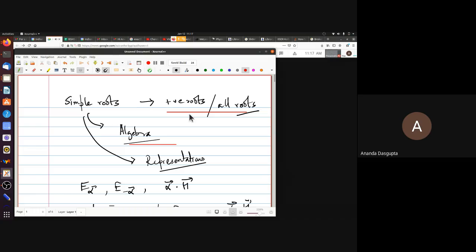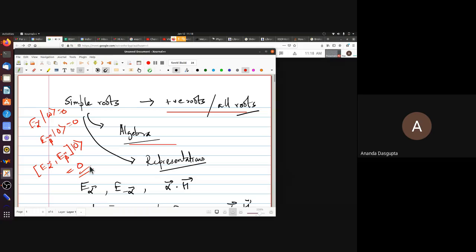So if you know that something is killed by all the simple roots, say E alpha acting on some state is 0, and E beta acting on that state is 0. That's my highest weight state for either SO3 or G2, let's say. Then E alpha plus beta, which is the other positive root that I should look at, at least for G2, is simply, apart from a factor, E alpha E beta acting on the state. But that has two terms, E alpha E beta, which kills it, and E beta E alpha, which also kills it. So you get 0.